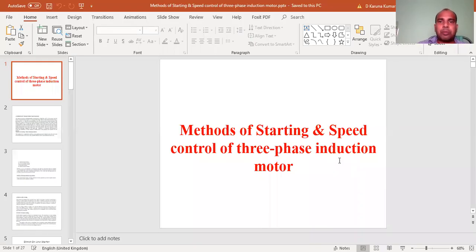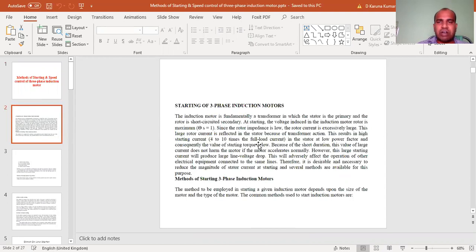Hey, good morning. Today I am going to discuss the methods of starting a three-phase induction motor and speed control of a three-phase induction motor. So, the methods of starting of a three-phase induction motor.